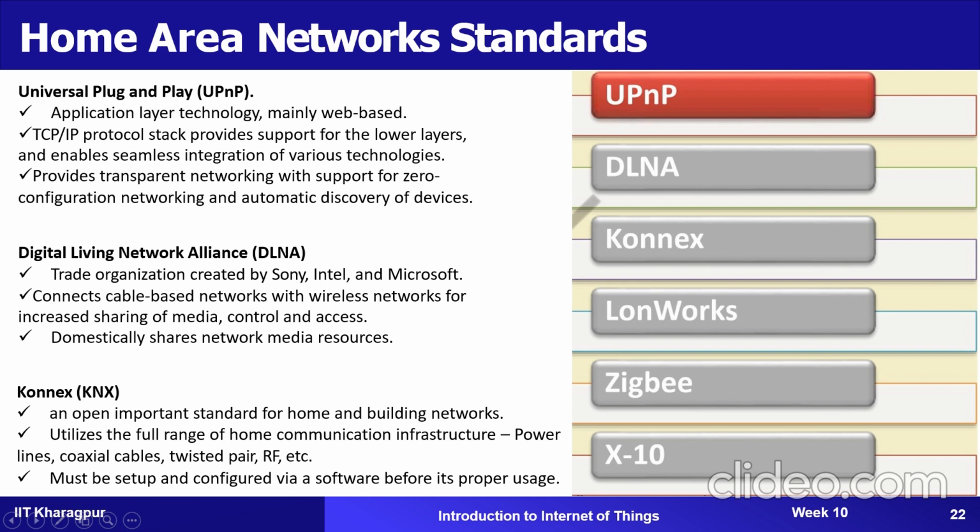Next is your Konnex, that is KNX also. It is an open standard for home and building networks. It utilizes the full range of home communication infrastructure, for example your power lines, coaxial cable, twisted pair, radio frequency, in order to make the communication possible between different appliances, and it must be set up and configured by software before its proper usage. So in case of your UPnP there is no need of any configuration. However, in case of your Konnex, it must be configured.